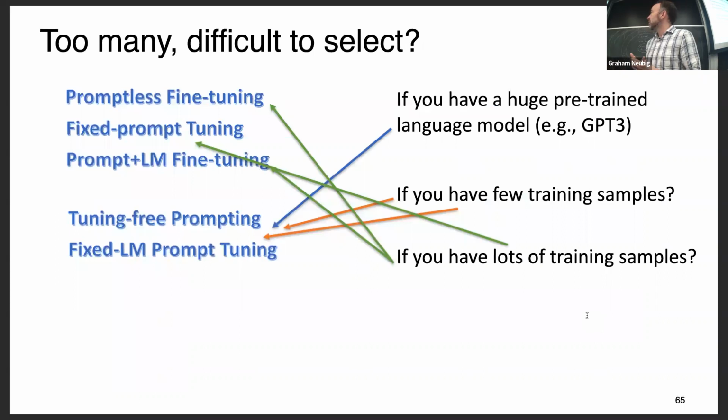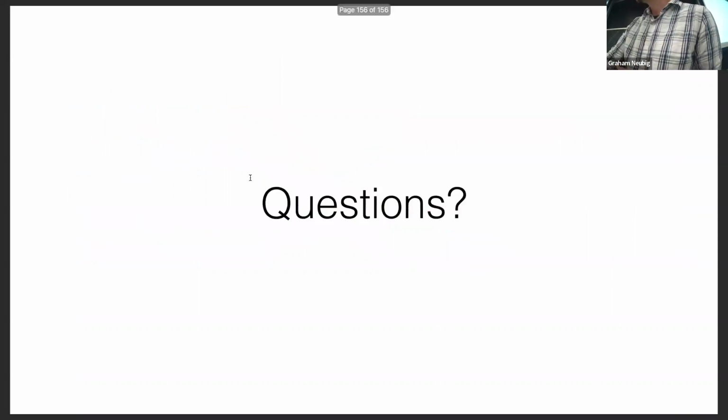Okay, so there's lots of different choices. There's too many, and it can be difficult to select. I'm sorry, I had an animation on this slide. It looked a lot better with the animation. But if you have a huge pre-trained model, you might just fix the LM, or if you have few training examples. If you have lots of training samples, you should definitely consider something where you're training at least some part of the parameters of the model. How many you train depends on how many examples you have, but that's a good thing to know as well.